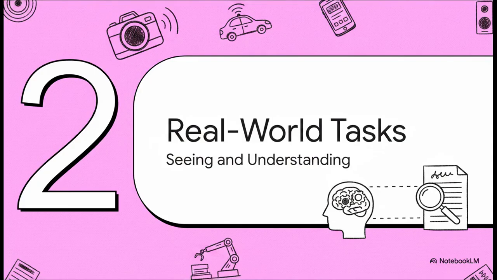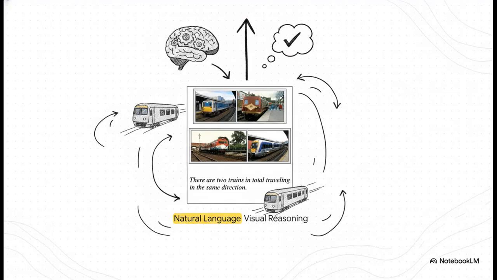Moving right along to Section 2. Real-world multimodal tasks. To really see this in action, check out this natural language visual reasoning task. Basically, the AI is given a pair of images showing different trains, alongside a text statement. But here's the catch. Instead of just identifying objects like, hey, that's a train, the AI actually has to reason. It has to look at both images and figure out if the text statement, like, there are 2 trains in total traveling in the same direction, is actually true or false. It has to prove that it truly comprehends the visual relationships, not just memorize what a train looks like.